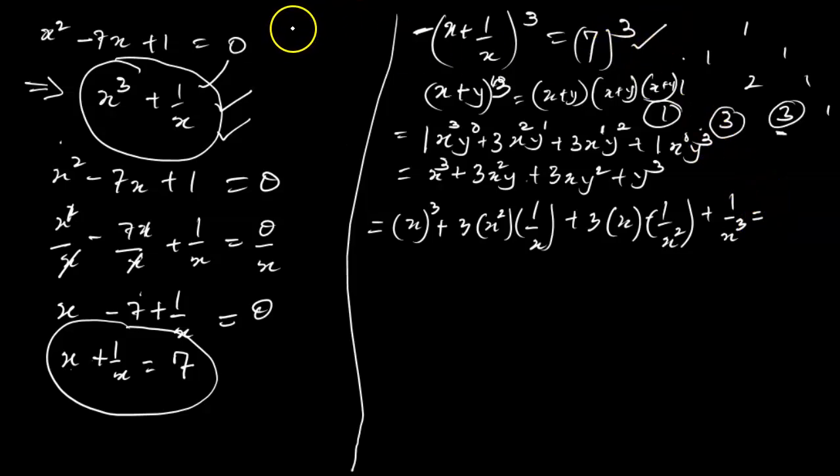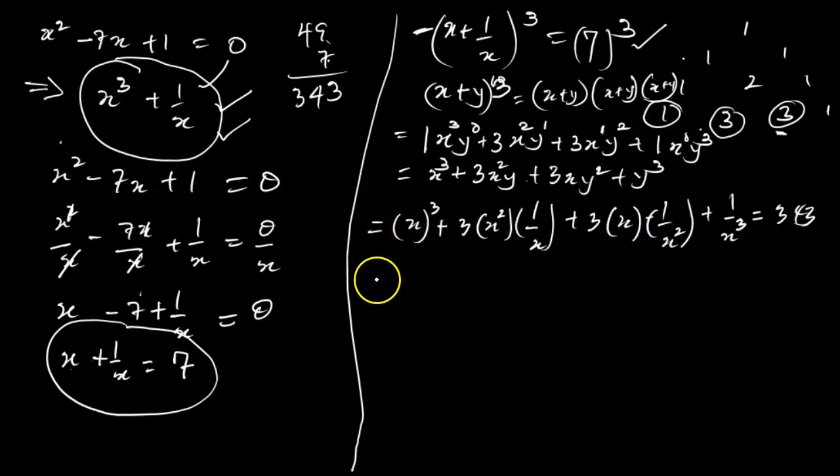What's 7 raised to power 3? That's 7 times 7, that's 49, times another 7. 7 times 9, that's 63. We carry 6. 7 times 4, that's 28. 28 plus 6, that's 34. So this is 343.